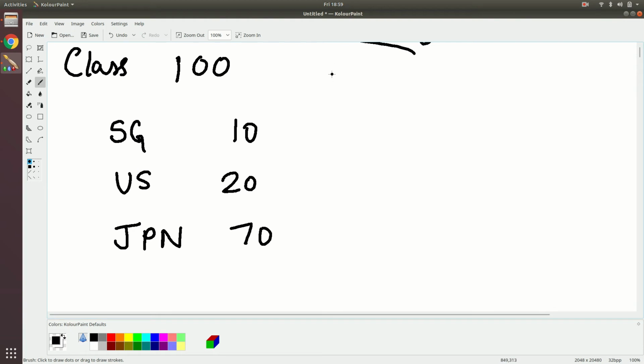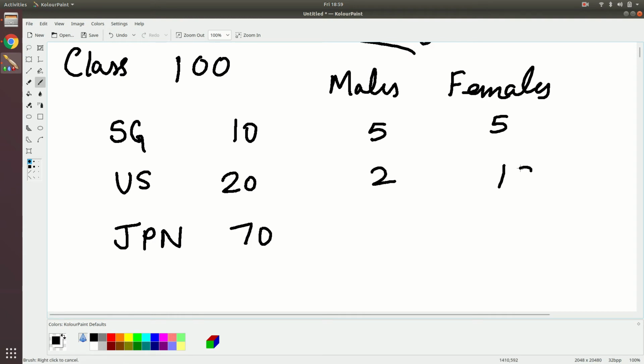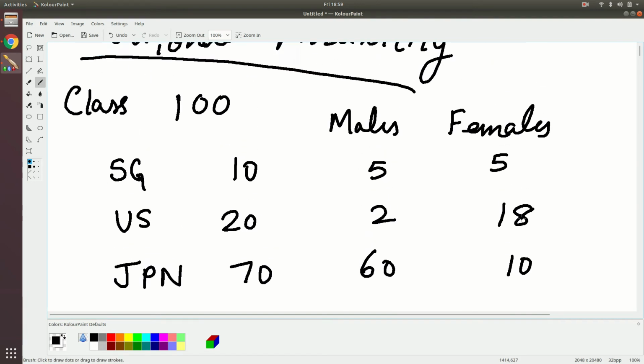Let's say we further subdivide into males and females. Let's say there are 5 males and 5 females. US has let's say 2 males and 18 females, and Japan, let's say, has 60 males and 10 females. Okay, so we can now draw a Venn diagram of this class.